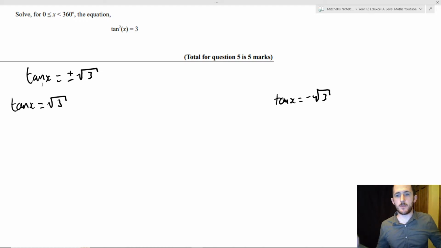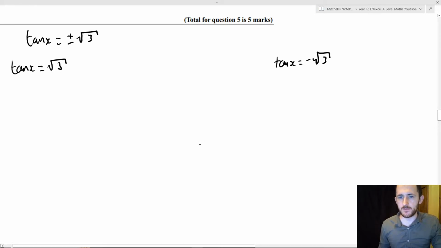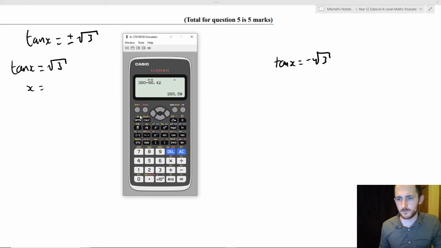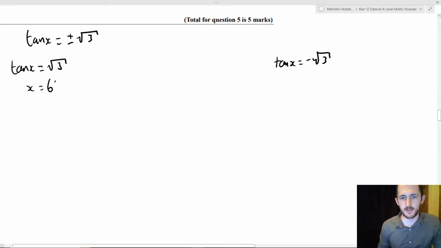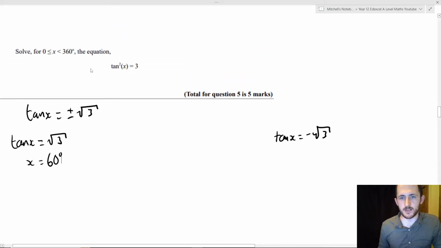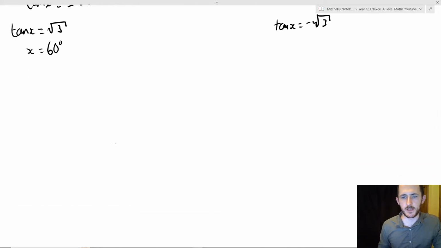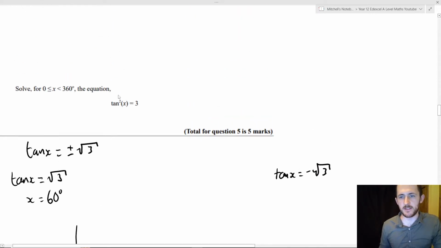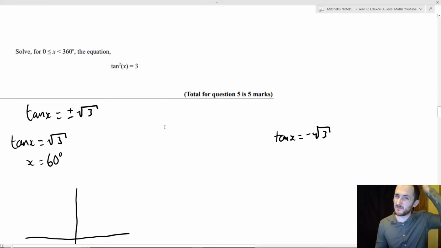We're going to get a bunch of different answers, then we have to put them all together at the end. So it is still one equation we're solving, it's just that we have an option for plus and an option for minus. So x here equals 60 degrees, I probably should have just known that off the top of my head. And our range is 0 to 360. When they give you these options with a plus and a minus, generally speaking, they don't make you do anything else, because otherwise it's a bit too much work.